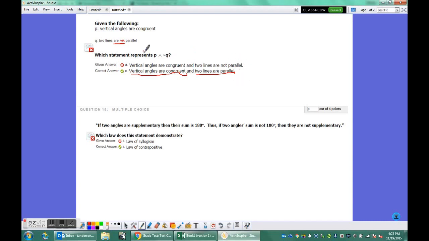Okay? So make sure you're always reading the original statements carefully, because sometimes it already has a not in there and you'll have to take it out. Other times it doesn't have one there and you would maybe have to add it in.